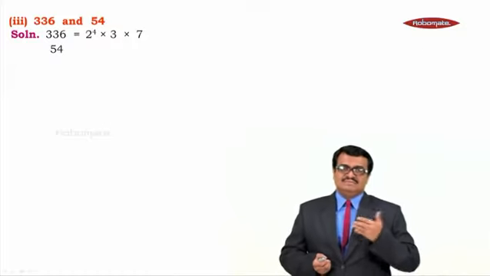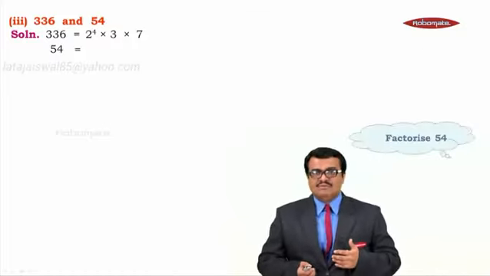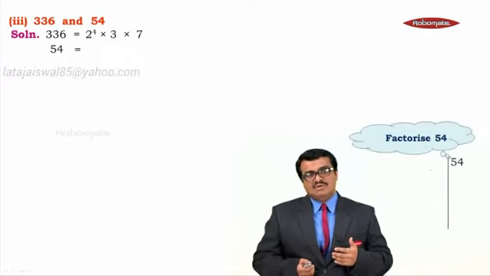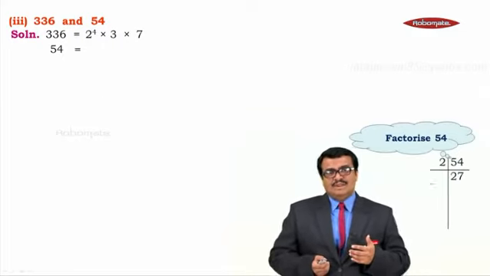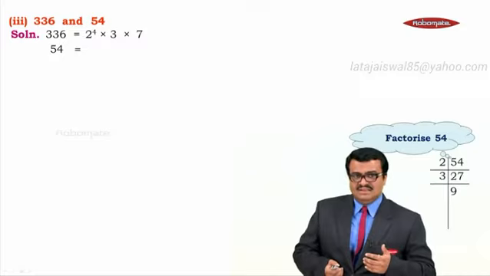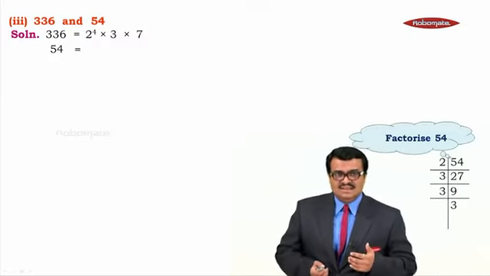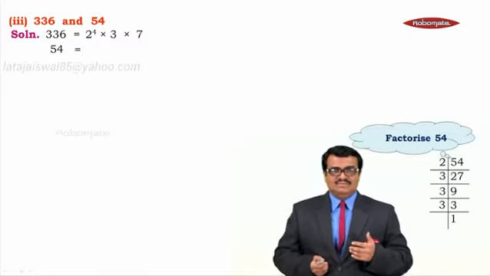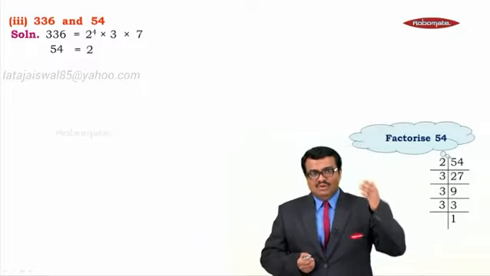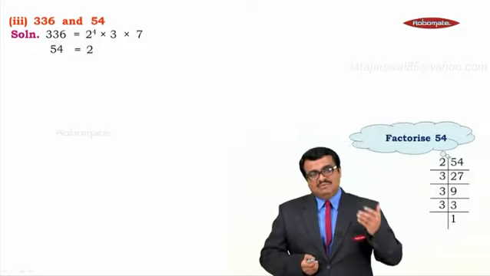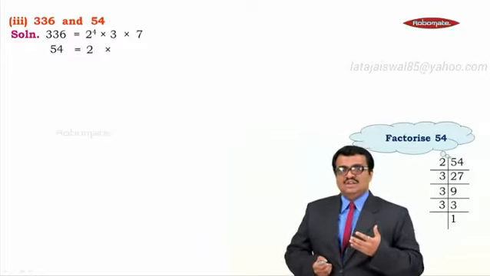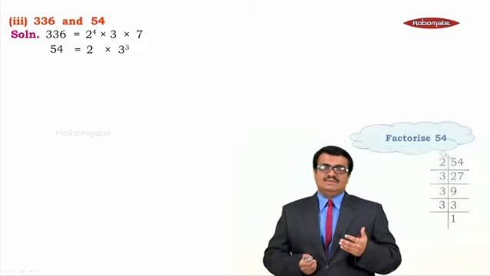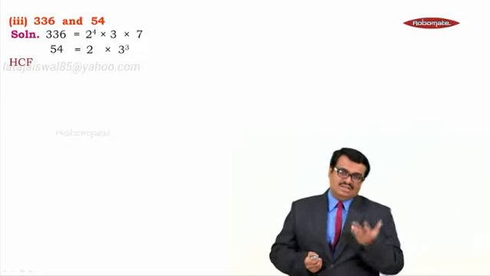The next number is 54. So let us factorize 54. So if we factorize 54, it is 2 27s are, 3 9s are, 3 3s are, and 3 1s are. Okay. Now if you factorize 54, you get all these numbers. So if you write it in powers, it will be 2 into 3 cube. There are 3 3s, so it will be 3 cube, right? So we wrote the numbers in powers.